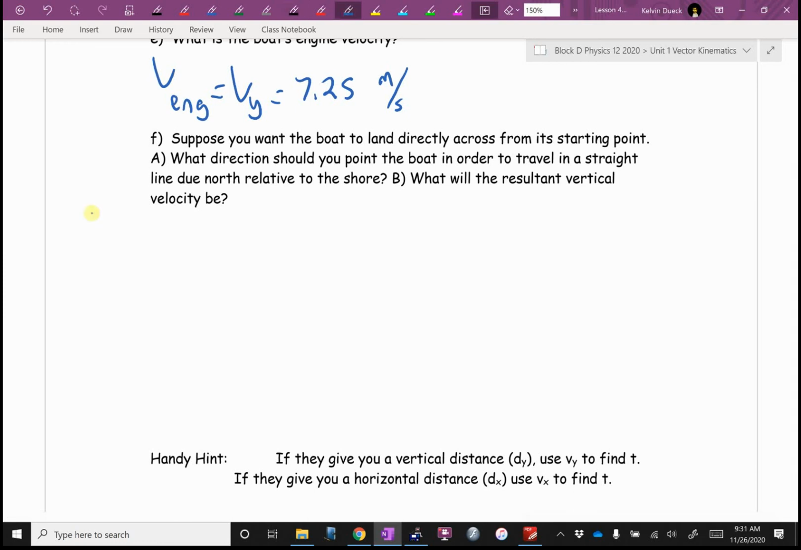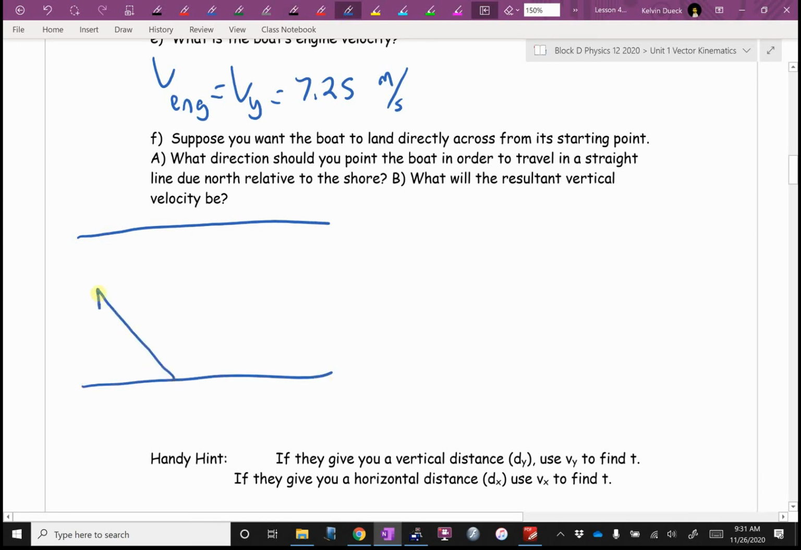So here's my argument. Here's the river. We're going to point the boat, I don't know, that way. It might be steeper, it might be shallower, but there's something like that. Because then it's going to get pushed downstream. And when I add those together, I should end up going straight across. Got the argument?